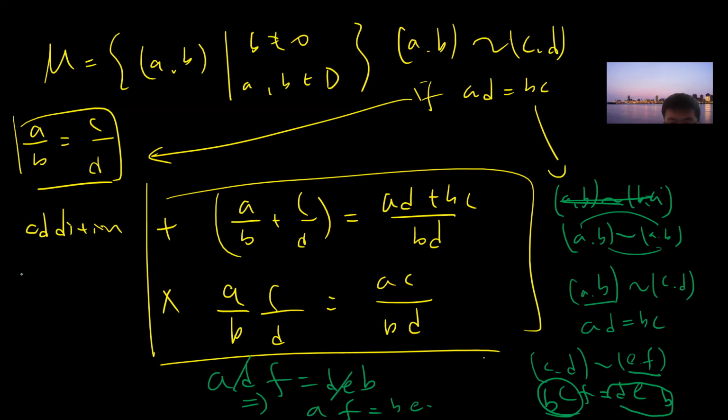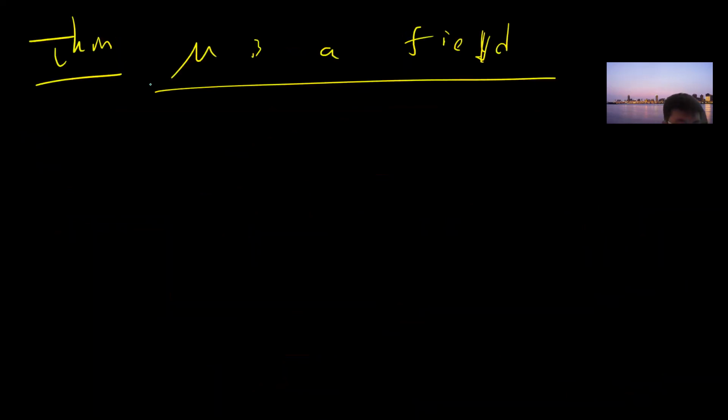So I finally need to prove that if AB is the same as CD, then CD will be equivalent to AB, and this is by definition. So this is the equivalence relation. In order to prove it's a field, we need to first show that addition and the product are well defined.